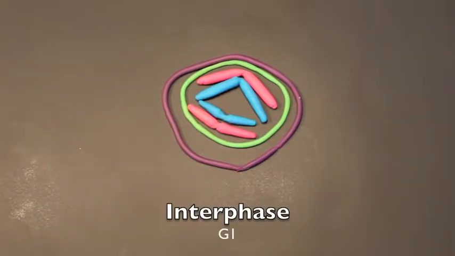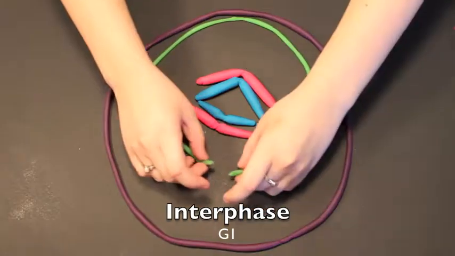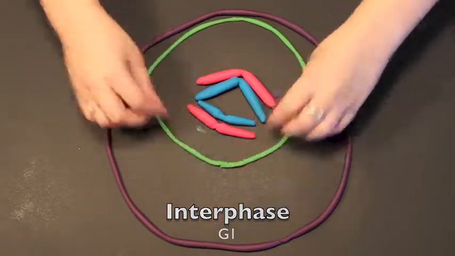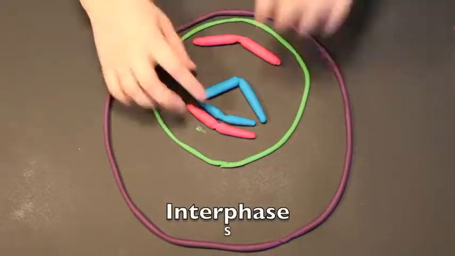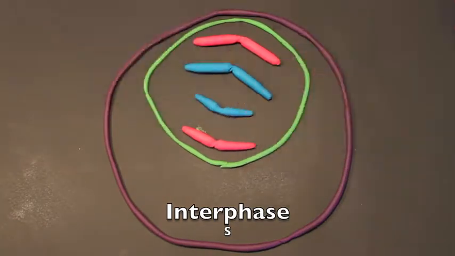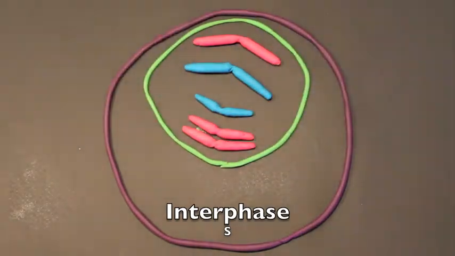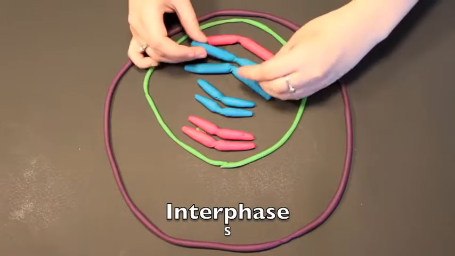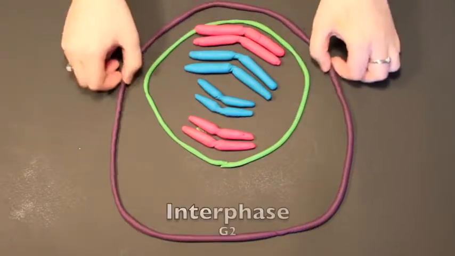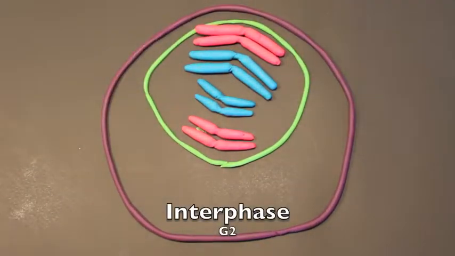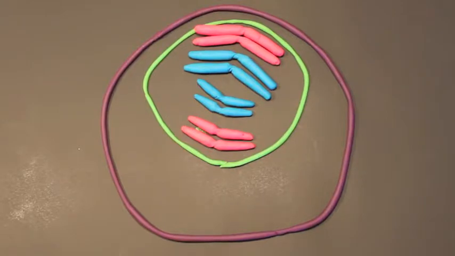During the G1 phase of interphase, the cell goes through a growth cycle. During the S phase of interphase, the cell goes through DNA replication. The last part of interphase is the G2 phase, where the cell goes through more growth.